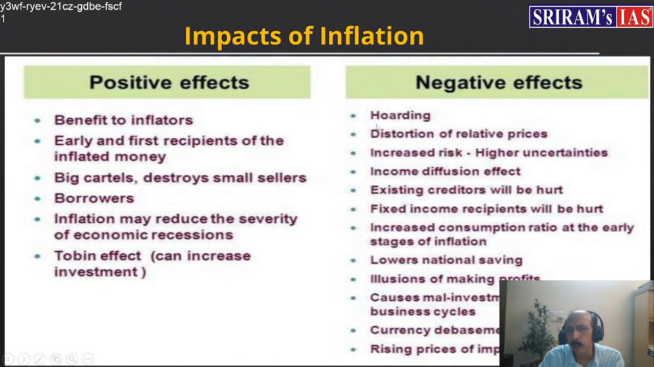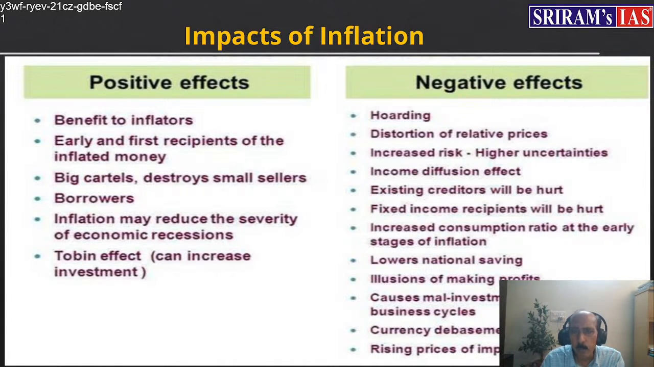But in the case of the consumers, the major issue is that the fixed income group is actually the worst sufferer on account of inflation, because their income is fixed and prices are rising. Therefore, their real income is falling, their purchasing power is falling, and they are becoming poorer and poorer on account of inflation unless their income also rises. So the most negative impact of inflation is the reduction in the purchasing power of money.